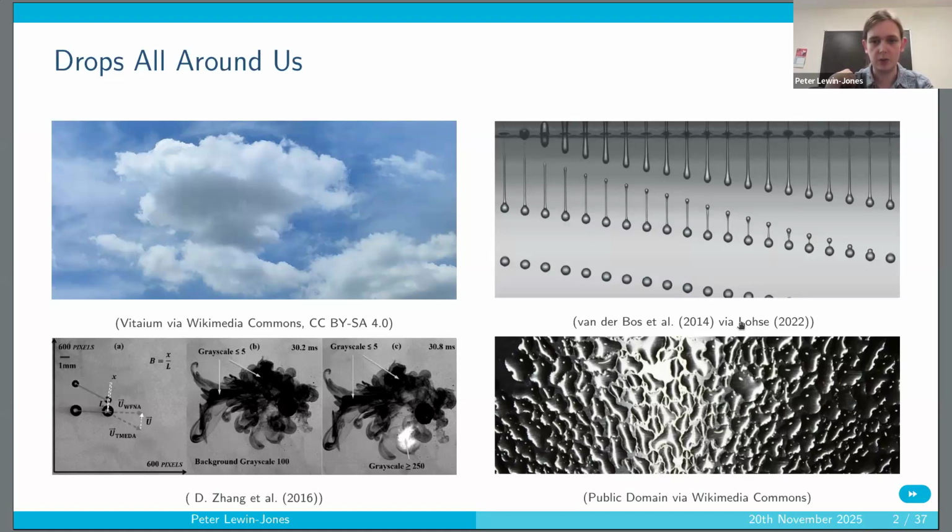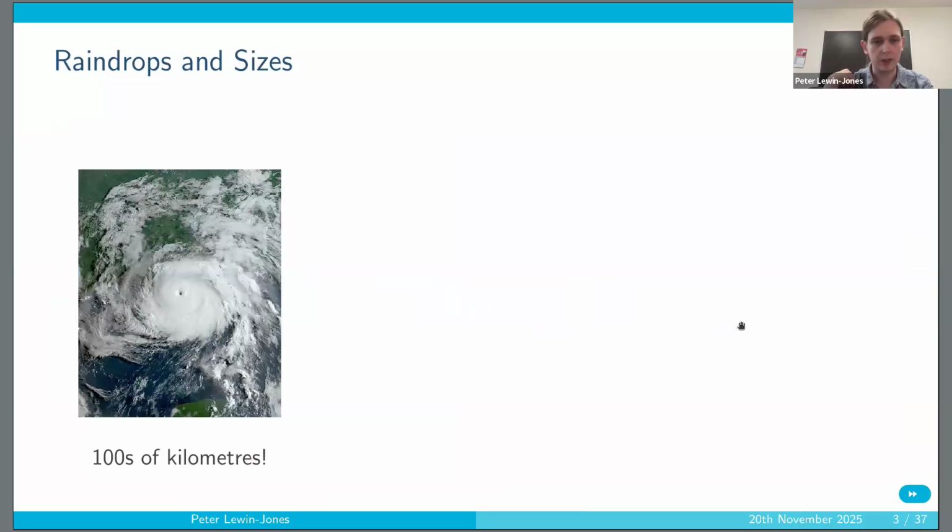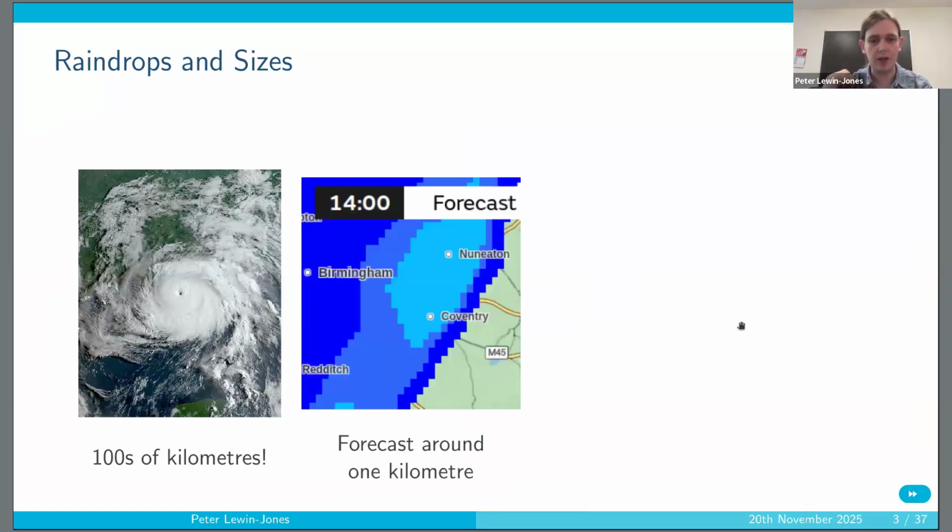And the question that links all of these is, well, when do these drops bounce apart, or rather, when do these drops merge together? So to focus on one of these problems in particular, I just want to think about the length scales of the things involved in one of these processes. Here we've got a big scale storm, which can be, say, hundreds of kilometers at its largest scale. And then if I want to have a weather forecast, I'd hope that I could have accuracy to, say, maybe 1 kilometer nearby me.